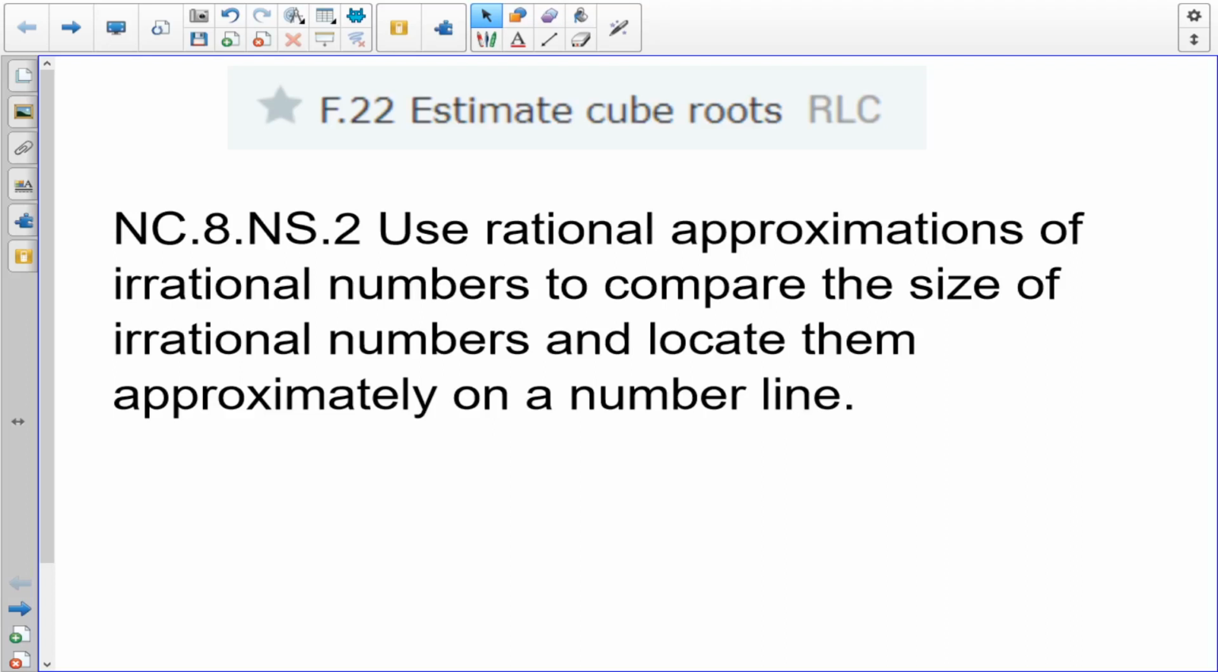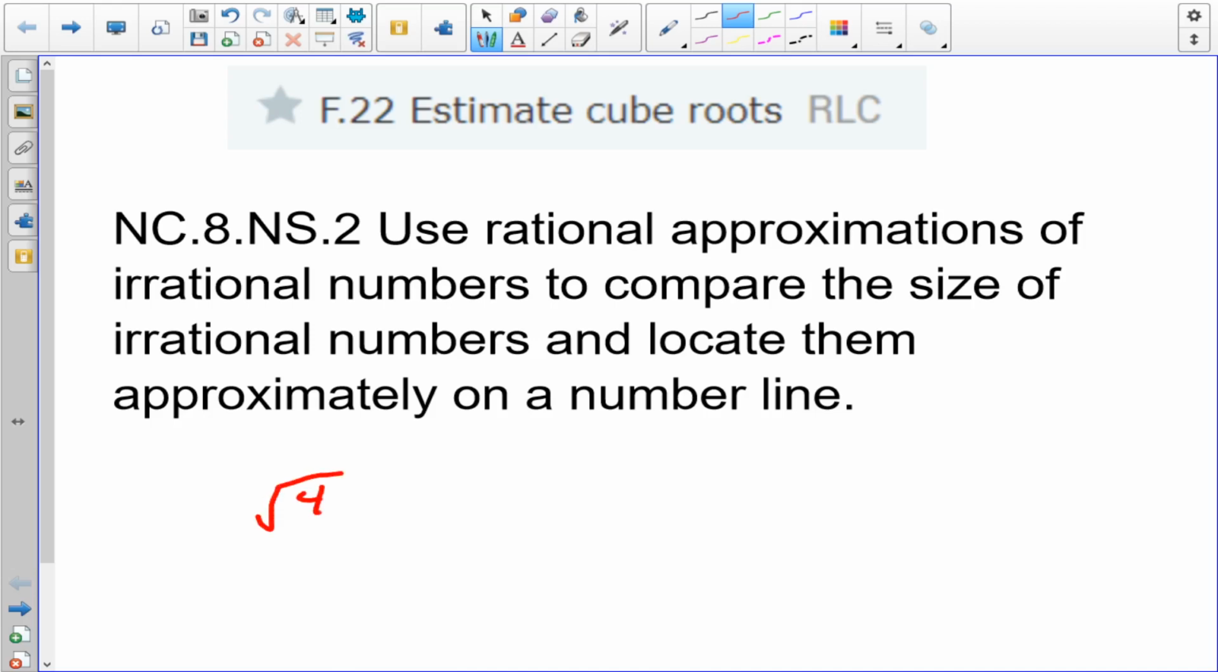All right, in this lesson, we're going to be estimating cube roots. So let's talk real quick about what a cube root is. It deals with the same standard as in the last lesson, but we're going to be estimating, and I'll also show you how to do this in your Texas Instrument calculator as well. But we talked before about square roots.